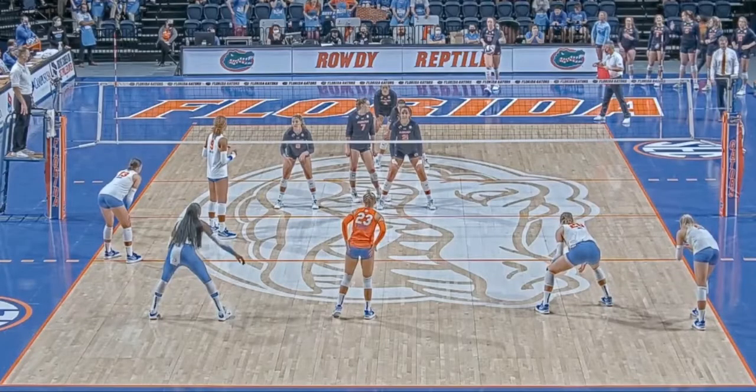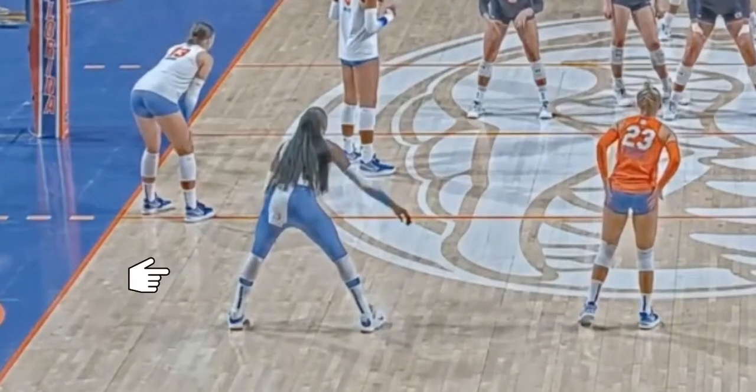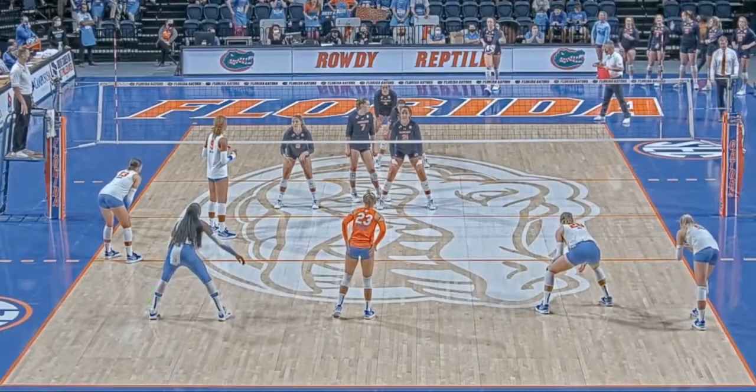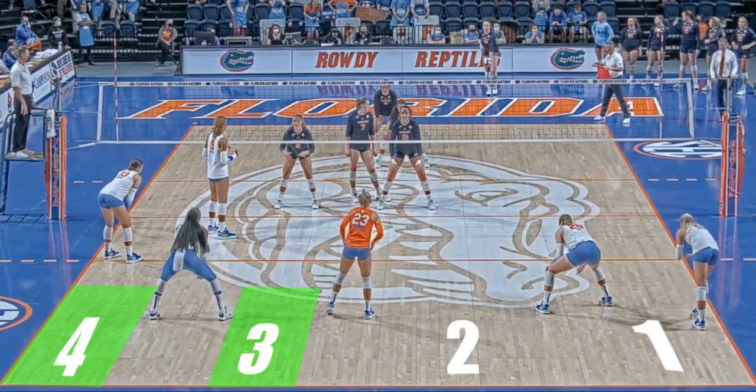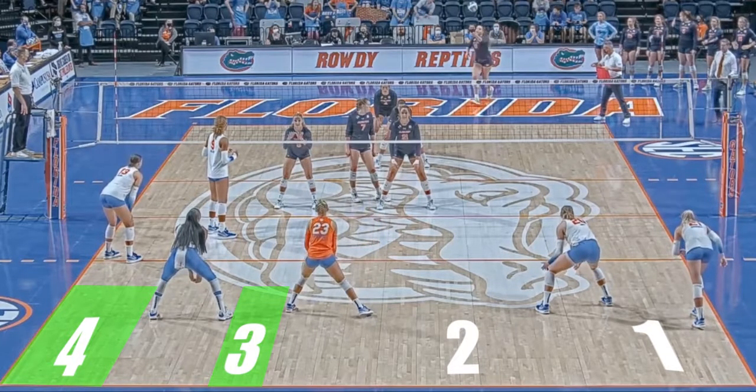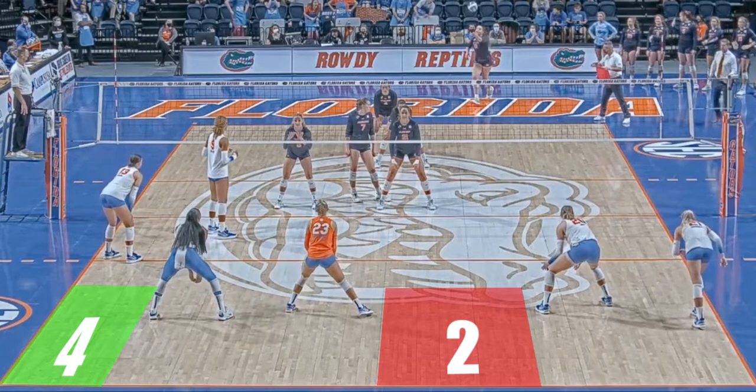Now where we should serve to be accurate and cause maximum problems, rotation by rotation. In rotation 1, we have 3 passers and 4 seams. Our target will be for sure around the number 3. She has the lowest passing statistic performance. But we need to be smart. The libero tries to cover her as much as she can by shifting left and reducing the seam 3. By doing that, she opens the seam 2. This is a great opportunity for us to also target the seam 2.